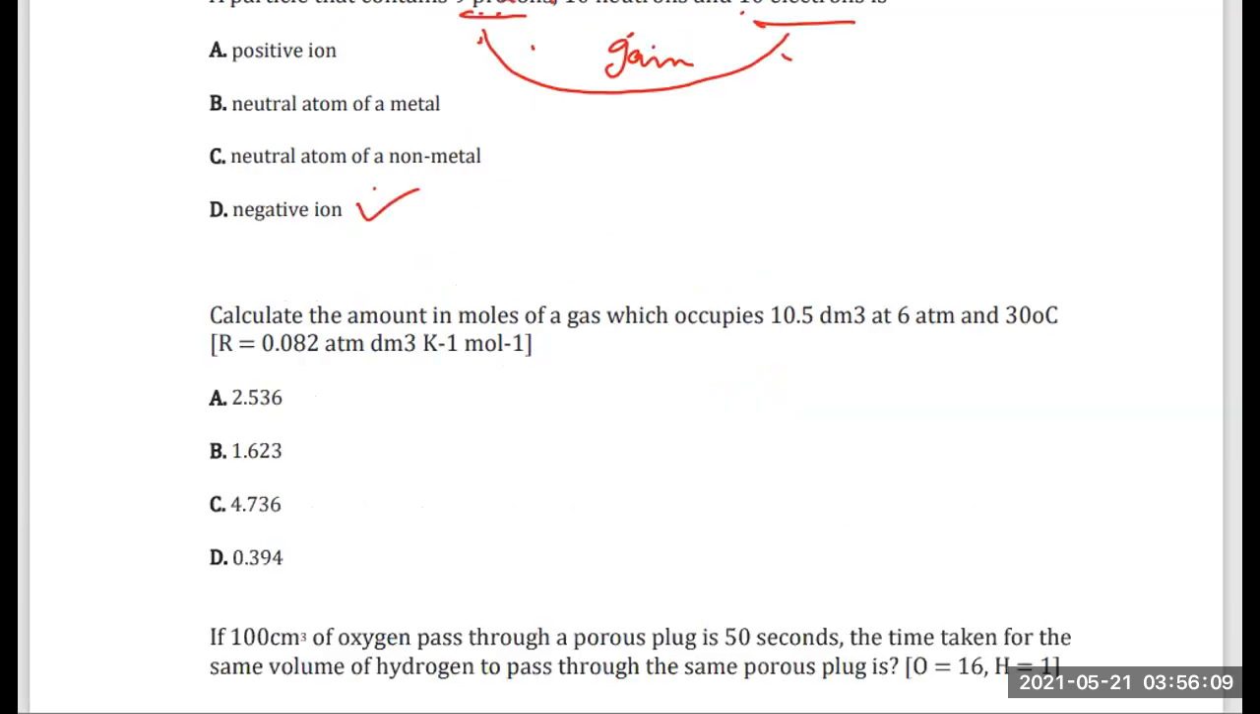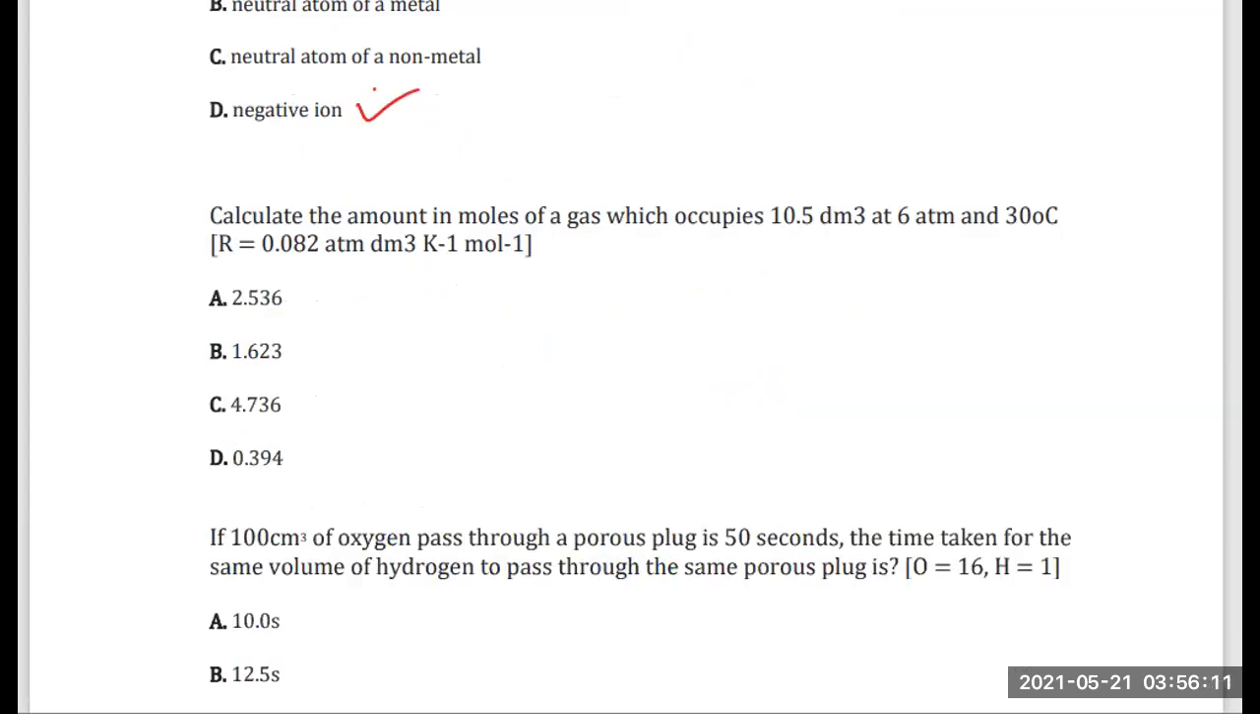You have to calculate the amount in moles of a gas which occupies 10.5 dm³ at 6 atmospheric pressure and 30 degrees Celsius. Basically, to do this calculation, I'm going to use the ideal gas equation. The ideal gas equation is PV = nRT. What I'm looking for is n, which is the number of moles.